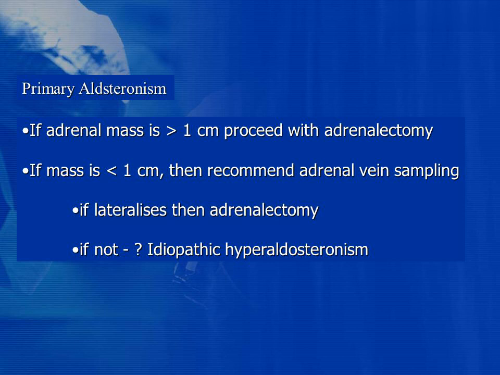If the adrenal mass is greater than 1 cm, proceed with adrenalectomy. If the mass is less than 1 cm, then recommend adrenal vein sampling. If it lateralizes, then adrenalectomy. If not, it is idiopathic hyperaldosteronism.